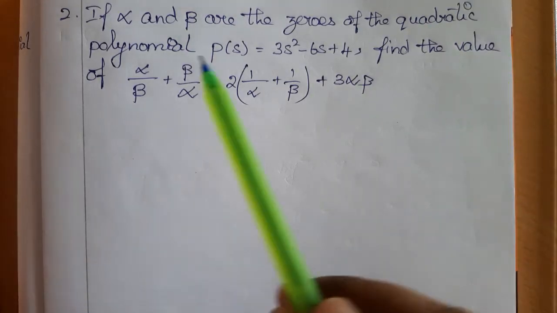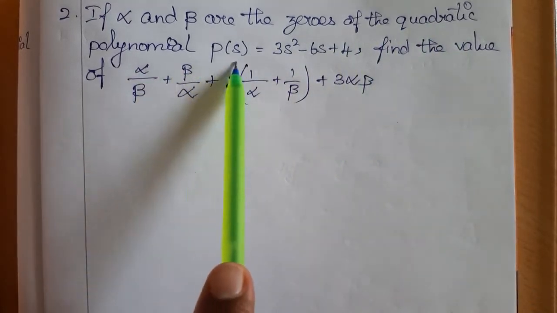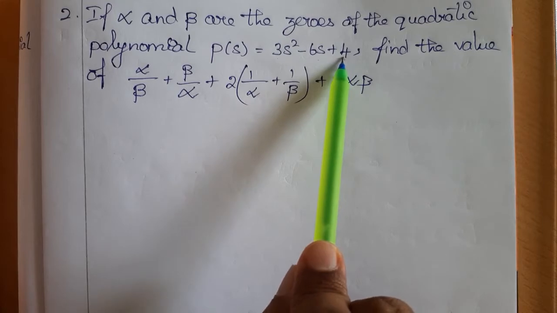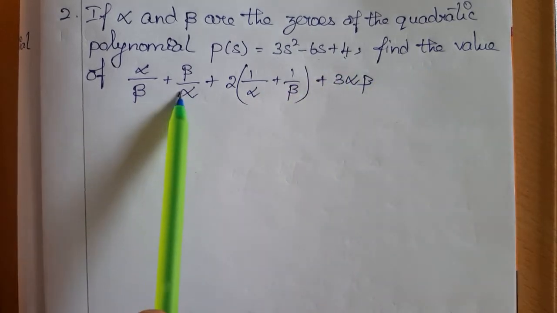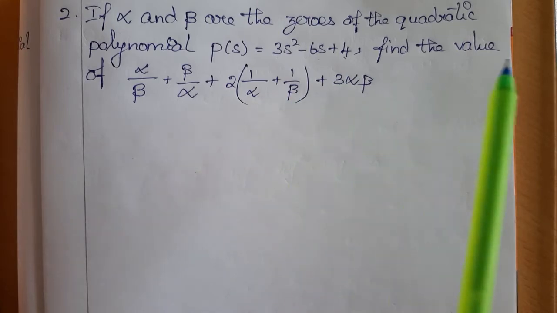Here we go for the next problem. If alpha and beta are the zeros of the quadratic polynomial p of s is equal to 3s square minus 6s plus 4, find the value of alpha by beta plus beta by alpha plus 2 into 1 by alpha plus 1 by beta plus 3 alpha beta.